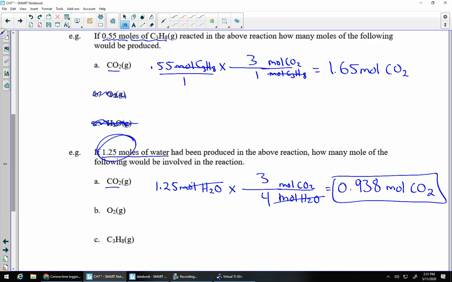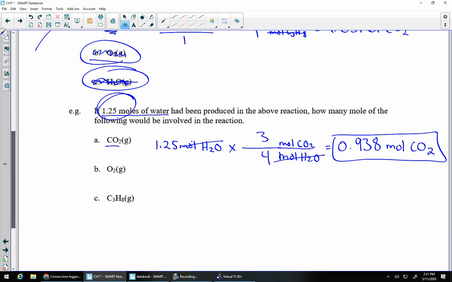All they're really saying is, if we know one piece of information from one of the reactants, one of the products, doesn't matter what, we can figure out every other piece. So in this case, the first example, we knew the moles of propane, and we could figure out the moles of carbon dioxide. We could have figured out the moles of oxygen. We could have figured out the moles of water. The second example, we were given the moles of water, so that's a product in this case, and we figured out the moles of the other product. We could have also figured out the moles of the reactants as well.